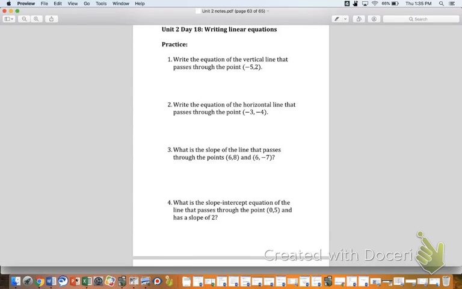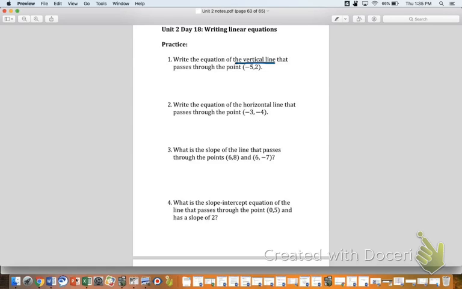Number 1 says, write the equation of the vertical line. That's a really big hint, vertical line. It passes through the point negative 5, 2. So a vertical line is always going to be what kind of form? It's x equals something, right?